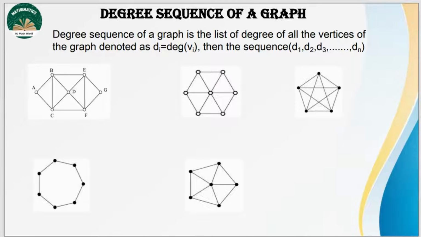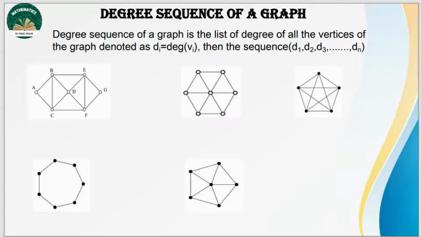Then, moving on to the next one, you have the degree sequence of the graph. So what is meant by degree sequence? How many lines are joining to a point is called its degree. Degree sequence is nothing but arranging those degrees in ascending order.